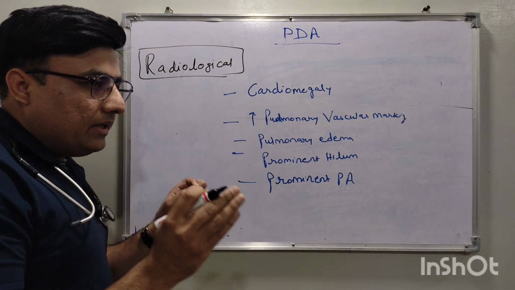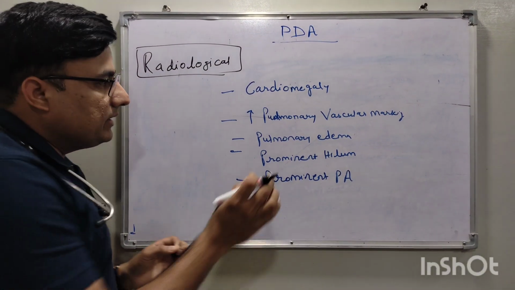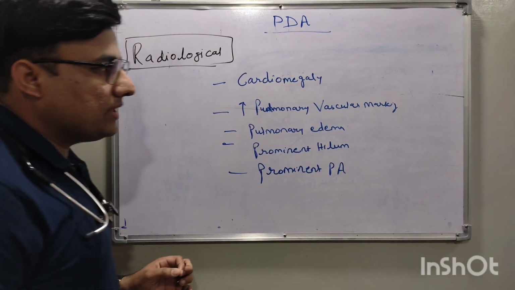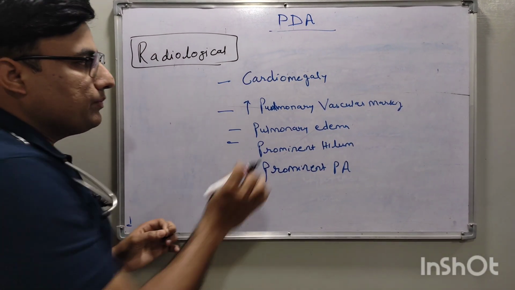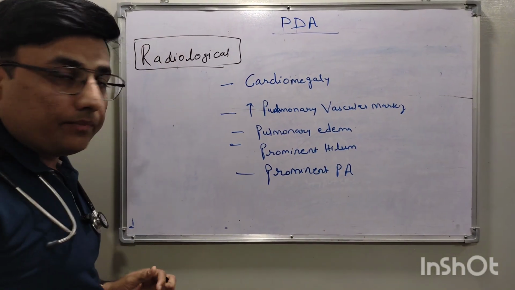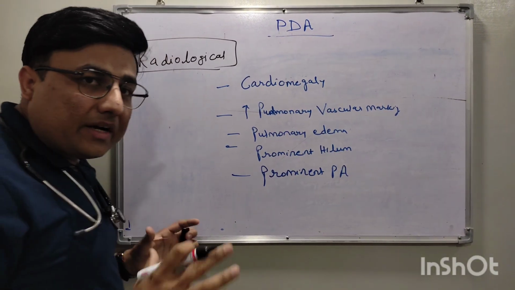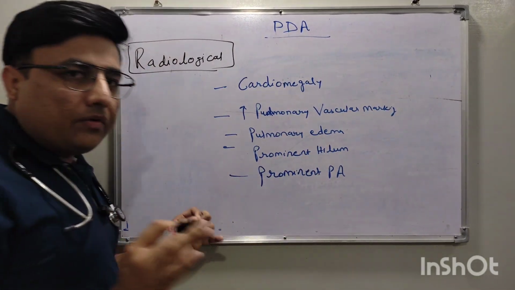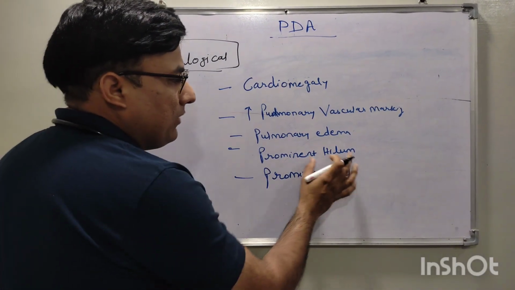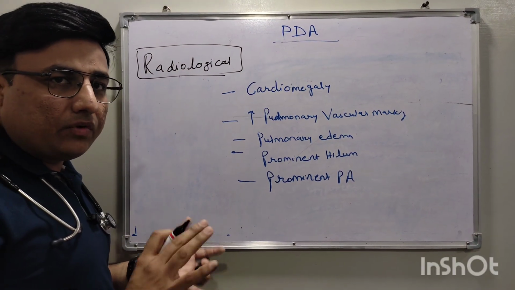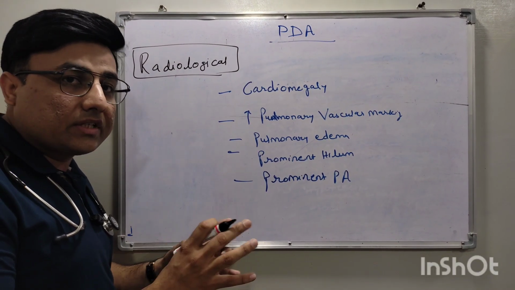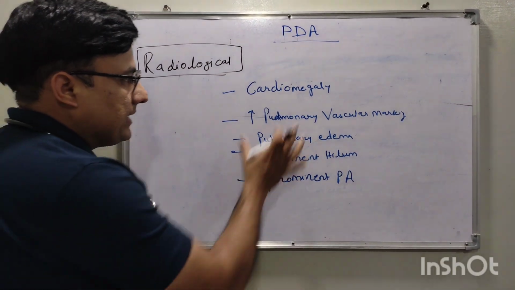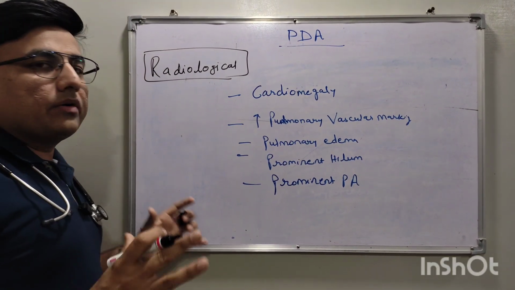Next, because of the increased left to right shunt, there will be pulmonary over circulation. Because of that, increased pulmonary vascular markings will be seen in X-ray. Features of pulmonary edema will be seen in X-ray. A prominent hilum will be seen because of the increased left to right shunt and pulmonary flooding, and a prominent pulmonary artery we can see in X-ray. So these are the features because of the pulmonary over circulation.